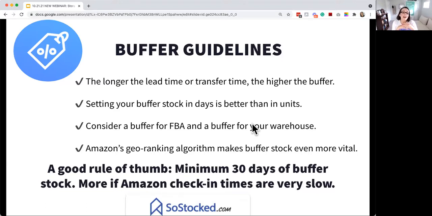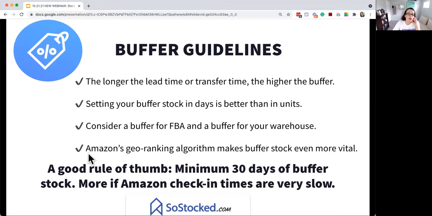And then setting your buffer stock in days is better than setting it in units. That's important to know. You can set it in units, and a lot of people do, but as your sales velocity fluctuates, the value in days of those units can shrink. So 300 units of buffer stock might be 10 days in your high period and 30 days in your slower period. So setting it in days instead and having it be compared to your daily adjusted velocity, and having it fluctuate, is a lot better in terms of how to manage your inventory.